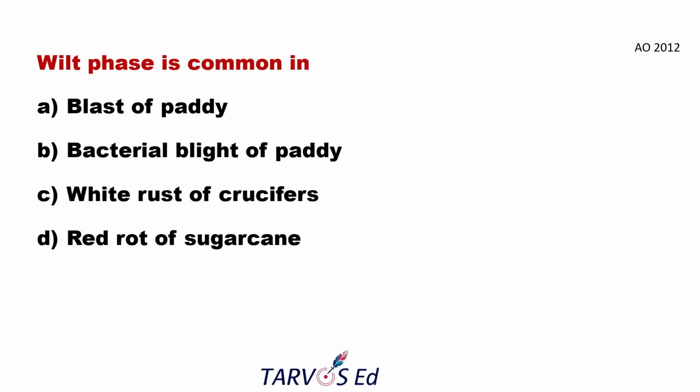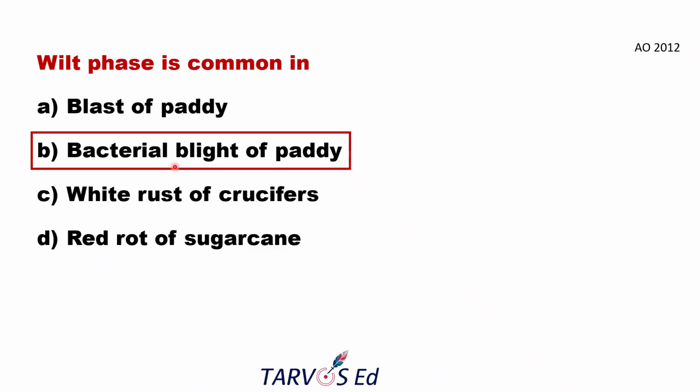The next question is: wilt phase is common in which of these: blast of paddy, bacterial blight of paddy, white rust of crucifers, red rot of sugarcane. So blast of paddy, you might know, is related to the Magnaporthe fungus, which causes spindle or eye-shaped lesions, which coalesce and cause drying of the leaves. White rust of crucifers shows a symptom called stag head symptom, white blisters also we can say, which is caused by an oomycete called Albugo candida. Then red rot of sugarcane is due to a fungus called Colletotrichum falcatum. Here the answer is bacterial blight of paddy.